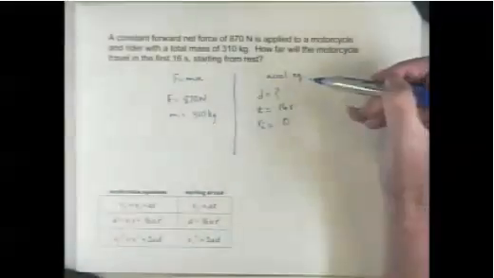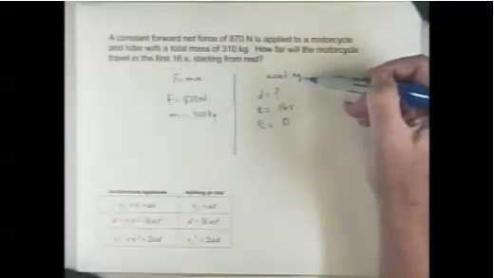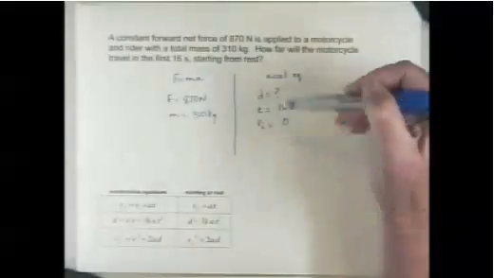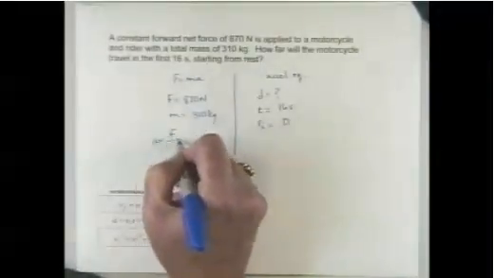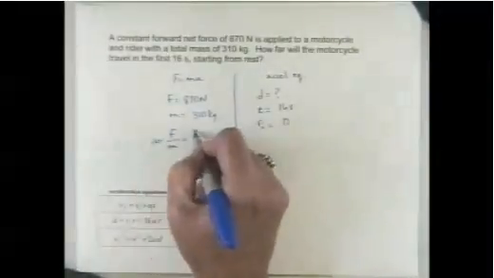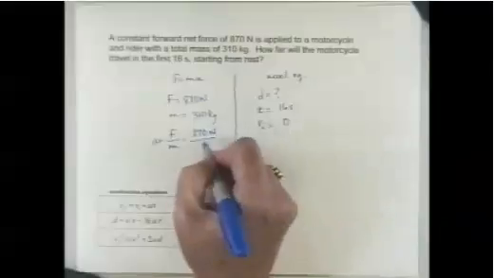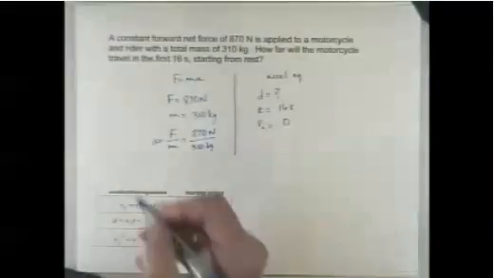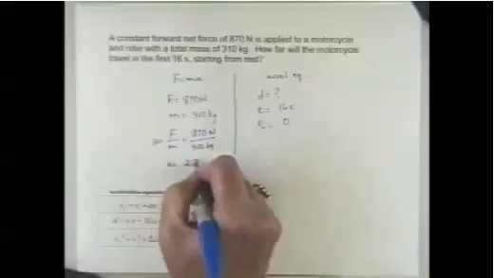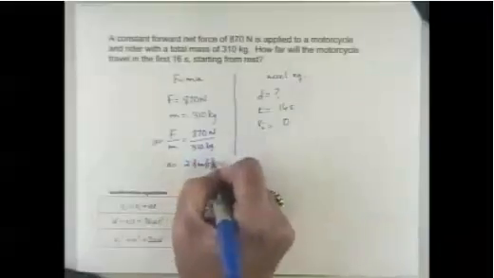And that will come in really handy because you cannot solve an acceleration equation without involving acceleration, and we don't know the value of A. So we'll find it out over here. A will be F divided by m, or 870 newtons divided by 310 kilograms. The value of A turns out to be 2.8 meters per second squared.